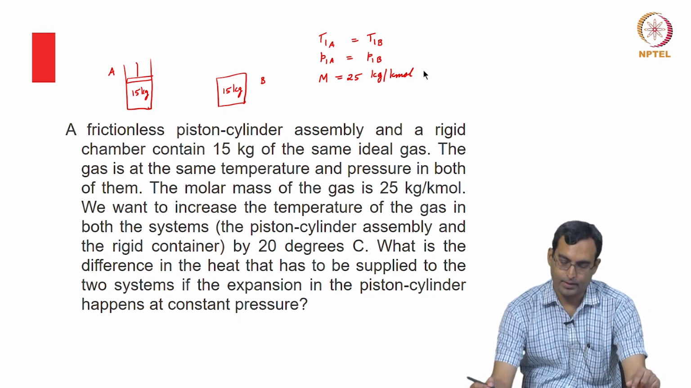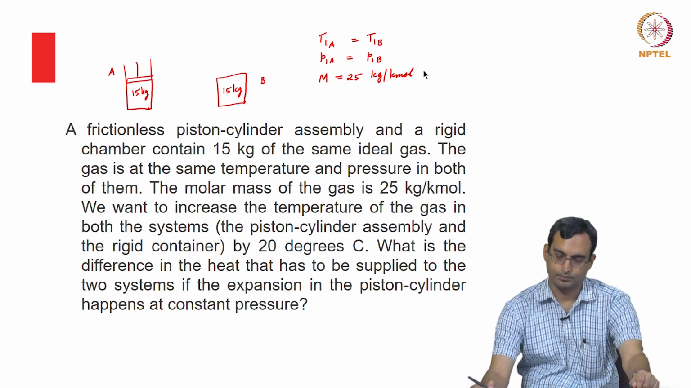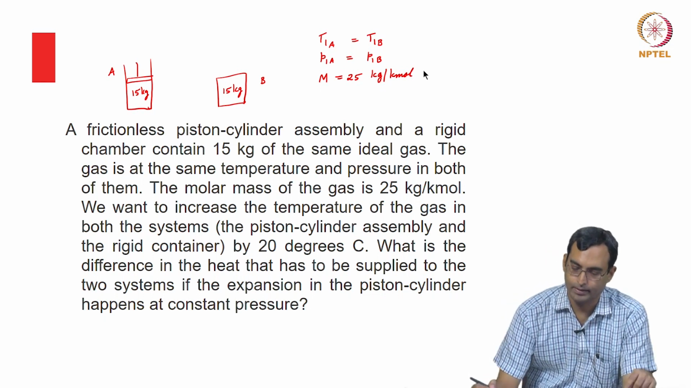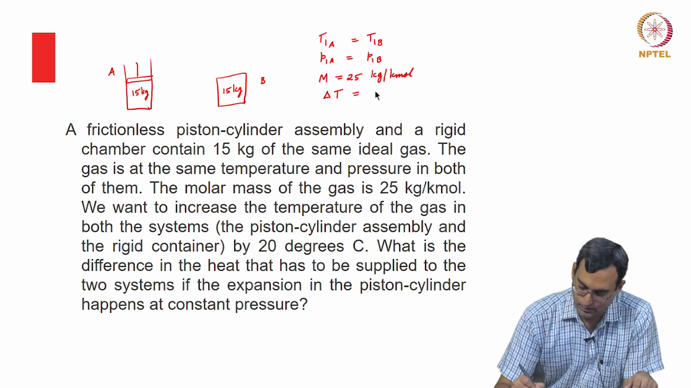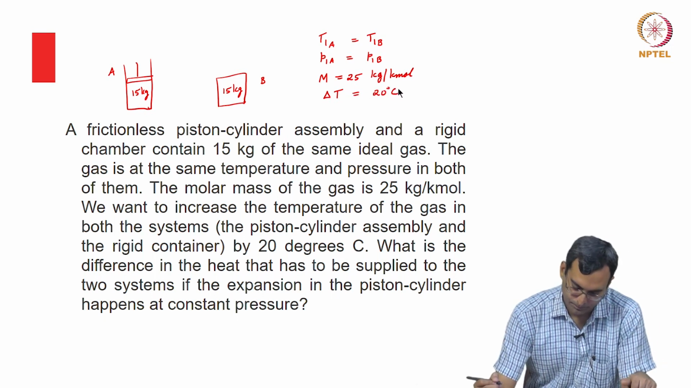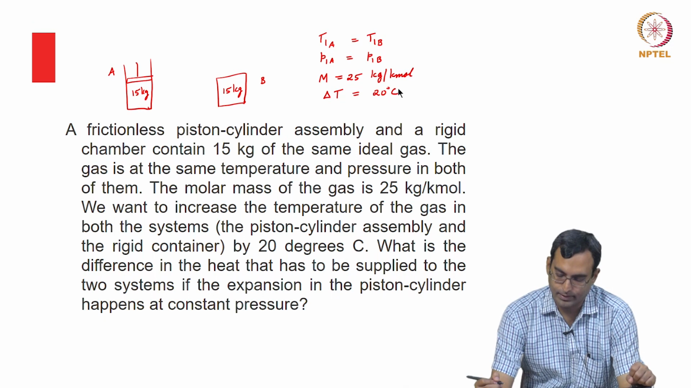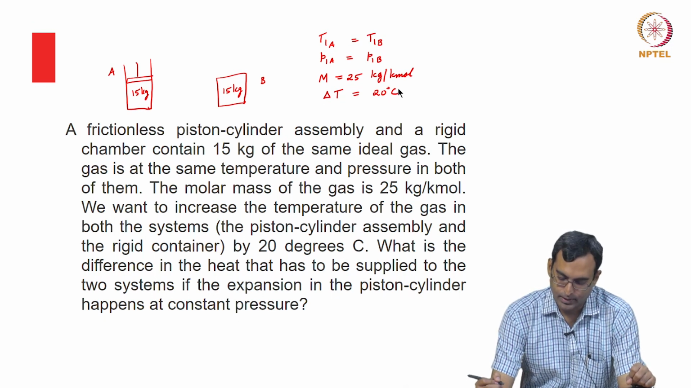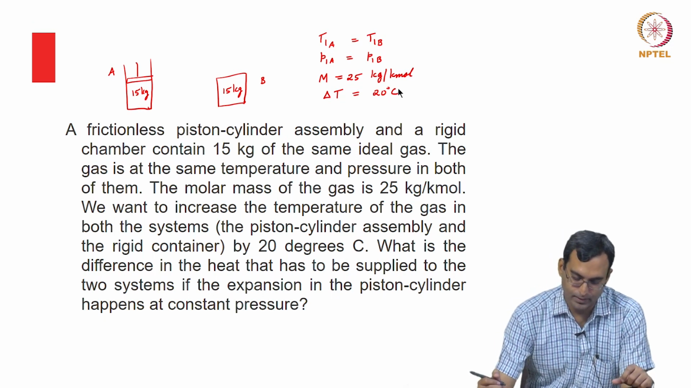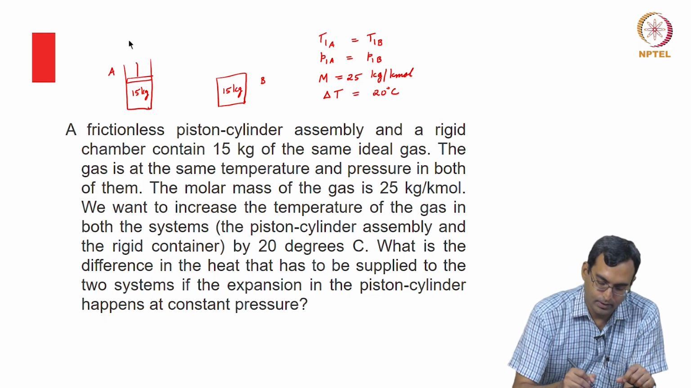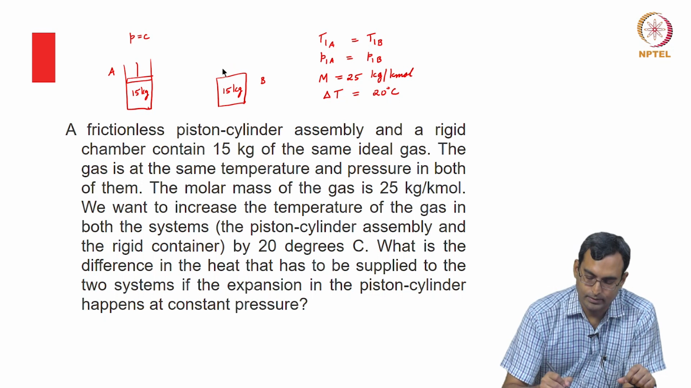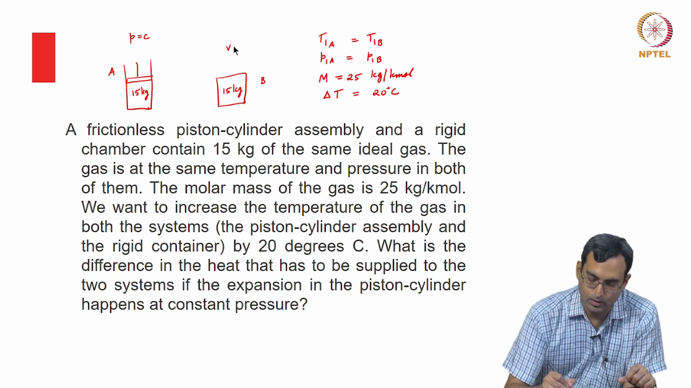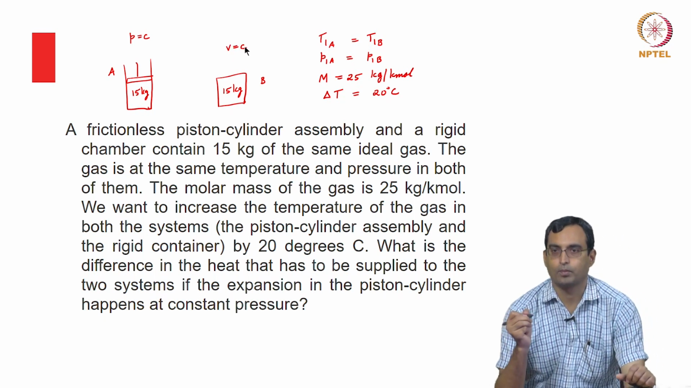We want to increase the temperature of the gas in both the systems by 20 degrees centigrade. So, the change in temperature in both of them is 20 degrees centigrade. What is the difference in the heat that has to be supplied to the two systems if the expansion in the piston cylinder happens at constant pressure? Here we have constant pressure expansion. Here it is a rigid chamber. So, volume is constant, or specific volume is constant.